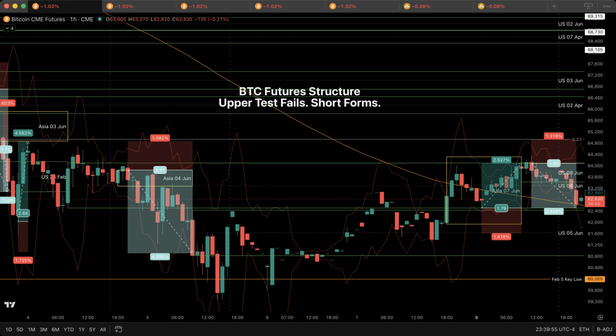The short does not start at the lower side. It starts where buyers fail to keep the upper side. That is the difference. Do not sell after price has already fallen through the box. That can be late. Sell only when the upper test fails and the risk still pays.